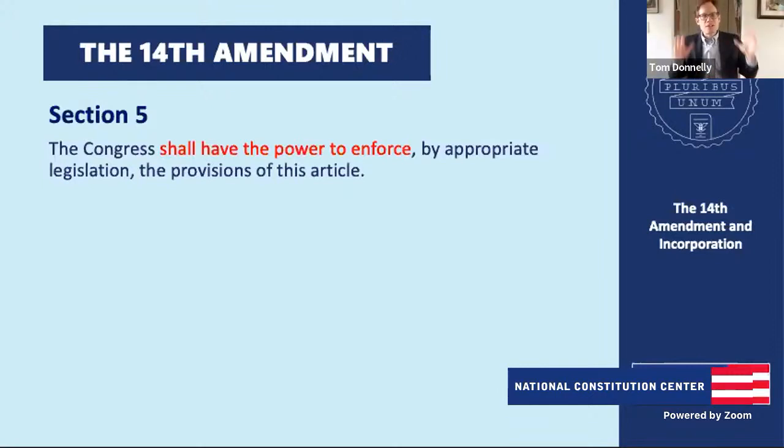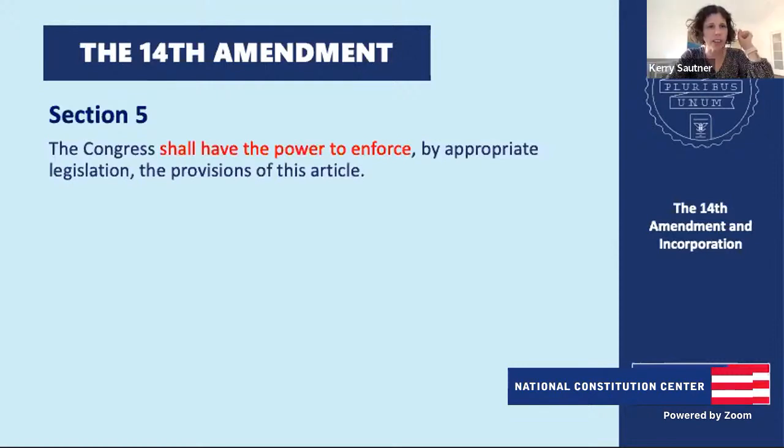Yeah, so Section 5, this is an important part that gives powers to Congress. It says that Congress shall have the power to enforce by appropriate legislation the provisions of this article. Part of this is ensuring that both Section 1 and Section 5 work together to promote all of the key protections throughout the 14th Amendment. It means that if you're looking to realize the promise of the 14th Amendment, you can turn to both the courts and Congress to realize those protections.